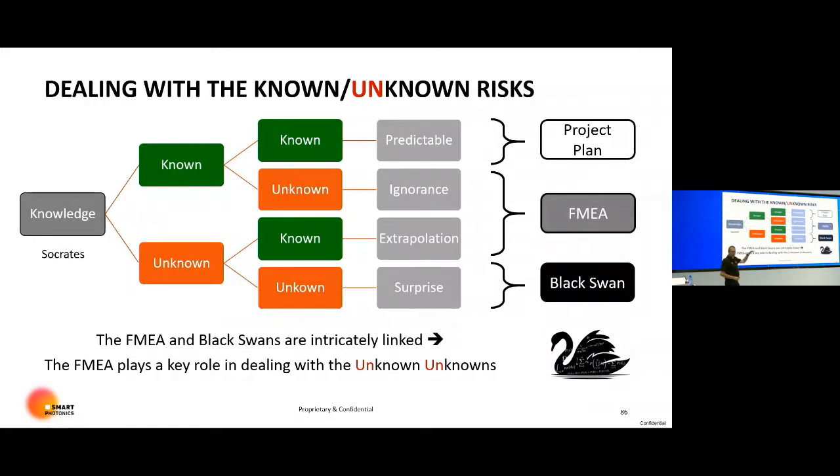So the known knowns are predictable. They should be in the project plan. They should not be on your FMEA, because that becomes a long excuse list. Some people recognize that. Then we have the known unknowns and the unknown knowns, and these are the ones we want to catch with the FMEA. And then we are left with what we call the black swans. The FMEA and the black swans are very intricately connected, and the FMEA also plays a key role in dealing with the unknown unknowns, as we shall see.